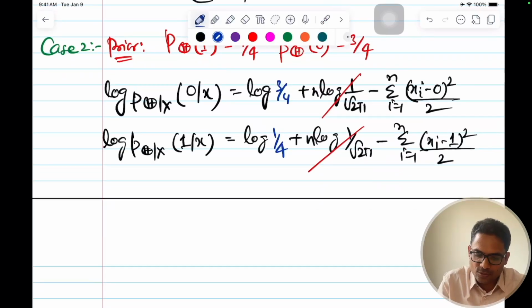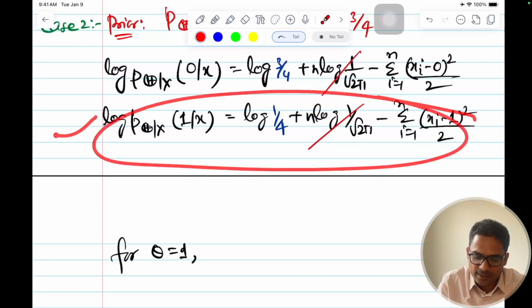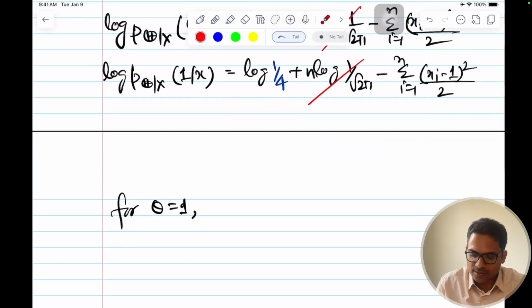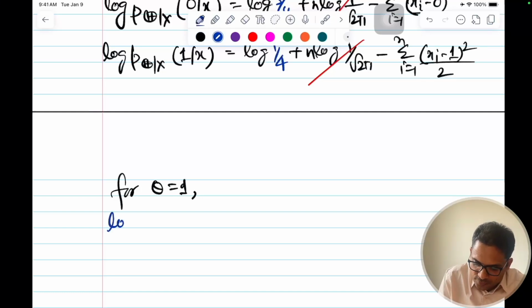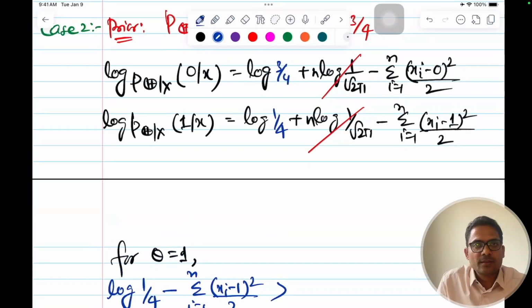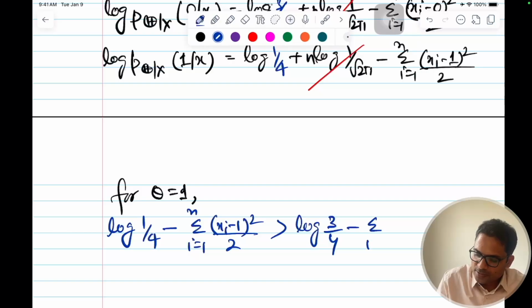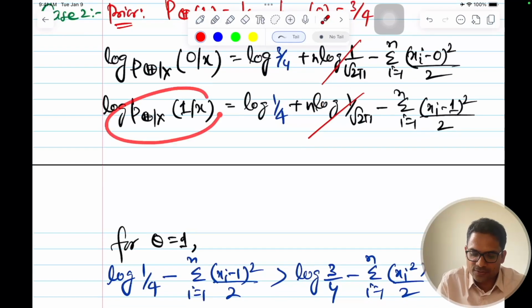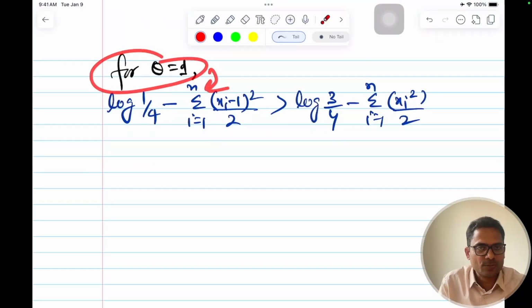So how will we calculate? Again, we want to check that for theta to be 1, this term should be greater than this term. So we'll calculate it that way. My bottom term, that is log of 1 by 4 minus sigma i equal to 1 to n (xi minus 1) whole square by 2, is greater than the upper term, log 3 by 4 minus sigma i equal to 1 to n xi whole square by 2. This should be greater, only then theta will be equal to 1, because the probability of seeing 1 is greater, and the log of that will also be greater. So that's what I'm equating to. So for theta to be 1, this should be greater, and I have got this equation now.